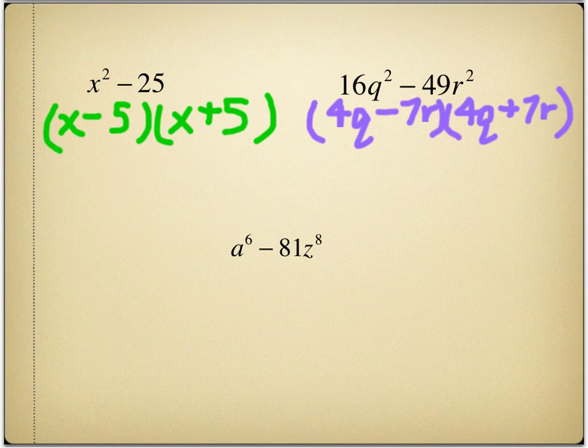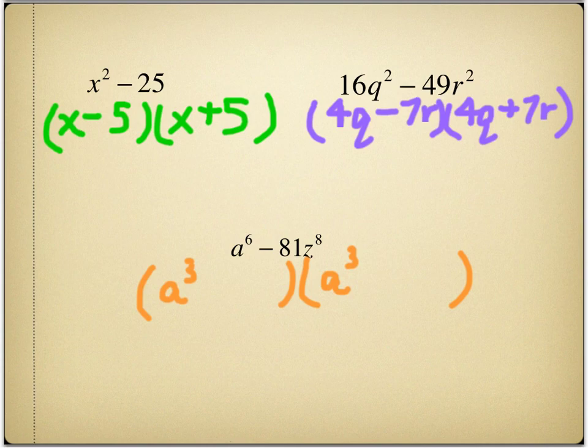Now the last one is a little trickier here. Because of these exponents, it looks a little strange. You don't think of a 6 or an 8 as a perfect square, but sure enough it can be. No common factors here. So what is the square root of 8 to the 6th, or what value would I have to multiply by itself to get that? Well, sure enough it's going to be 8 to the 3rd times 8 to the 3rd. Remember, we add those exponents to get 8 to the 6th.